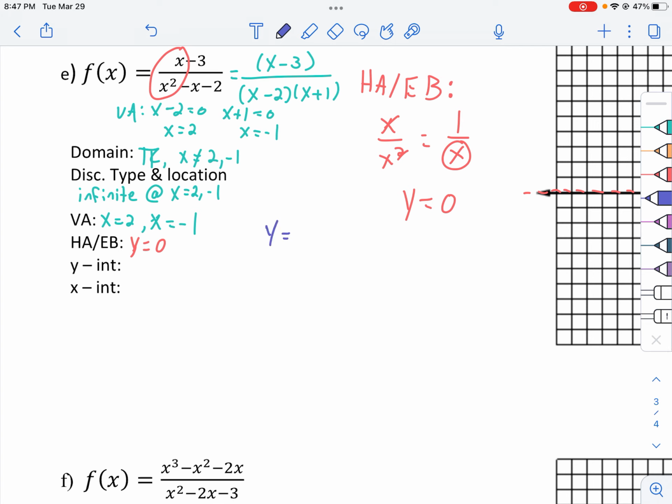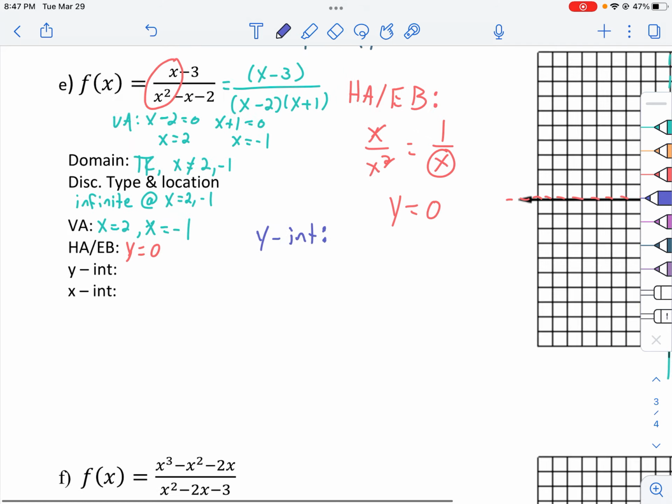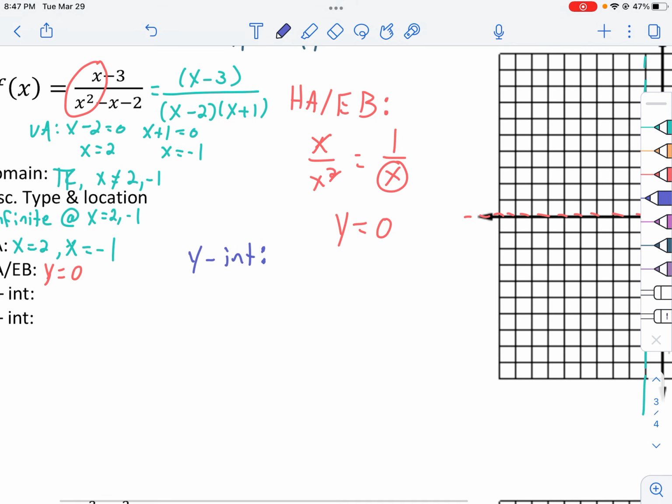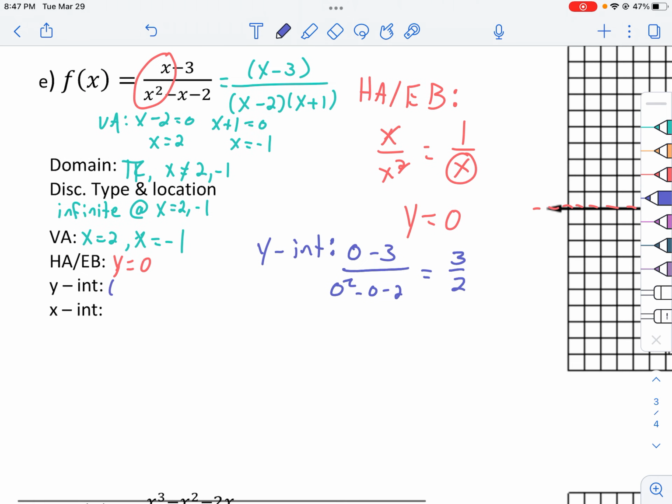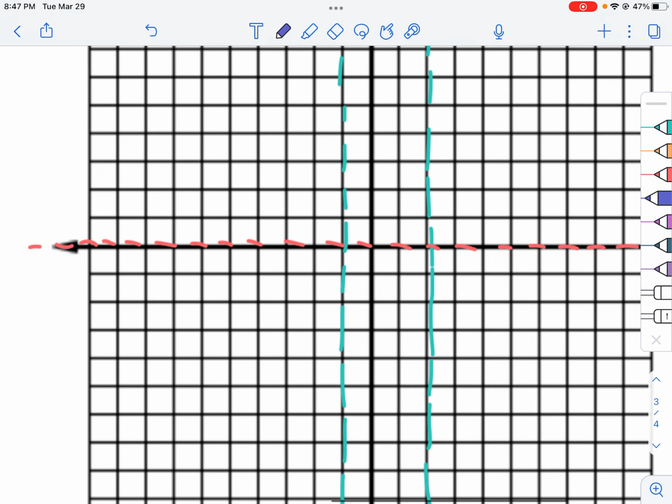Next, we have our y-intercept. So our y-int, remember we need to set x equal to 0. I'm going to go original equation for this. So that's 0 minus 3 divided by 0 squared minus 0 minus 2. So that's going to leave us with 3 halves. So when we plugged in 0, we got out 3 halves, or 1.5. So at 0, we should be at 1.5, right in the middle.